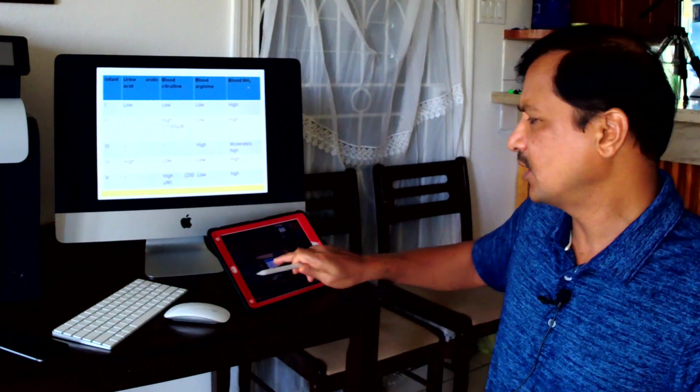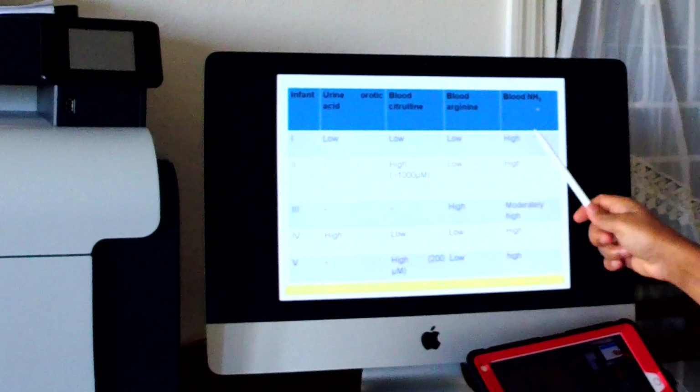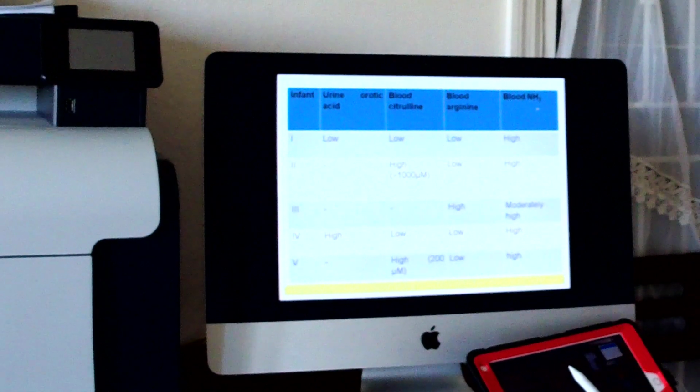If the very first enzyme is defective, there will be hyperammonemia in those patients, and there will be an increase in glutamine level. What is given in this slide is that the ammonia level is high, but other things are low. You don't see orotic acid, you don't see citrulline, you don't see arginine. So it is probably the first enzyme which is defective here.